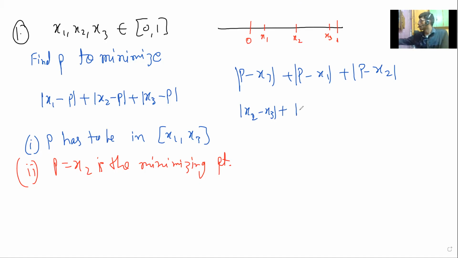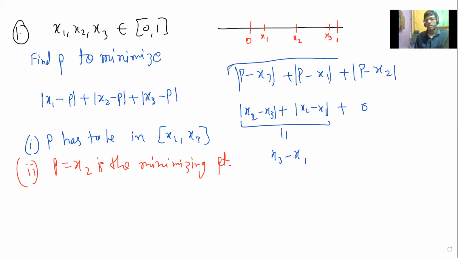X3, sorry, one minute. So this is x2 minus x1, and this is 0. Well, now you see this is equal to x1 minus x3, or x3 minus x1, sorry, right? That distance is equal to x3 minus x1. And even for this p, it is equal to x3 minus x1. Any p you choose, that is the case.